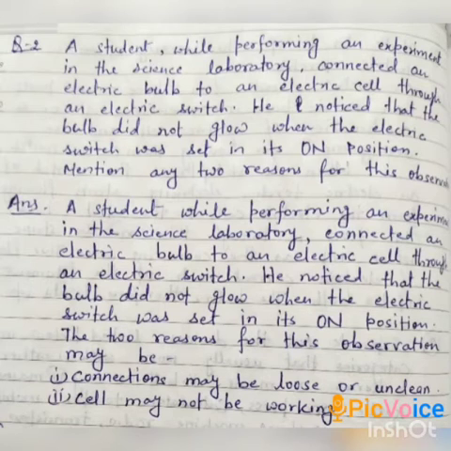He has connected all the things like connecting wires, electric bulb, switch, and cell, and the switch is also in its on position, but the bulb is not glowing. Now you have to write the reasons for the observation. The two reasons are: number 1, the connection may be loose or unclean, or number 2, the cell may not be working. These may be the reasons for the bulb not glowing in this circuit.